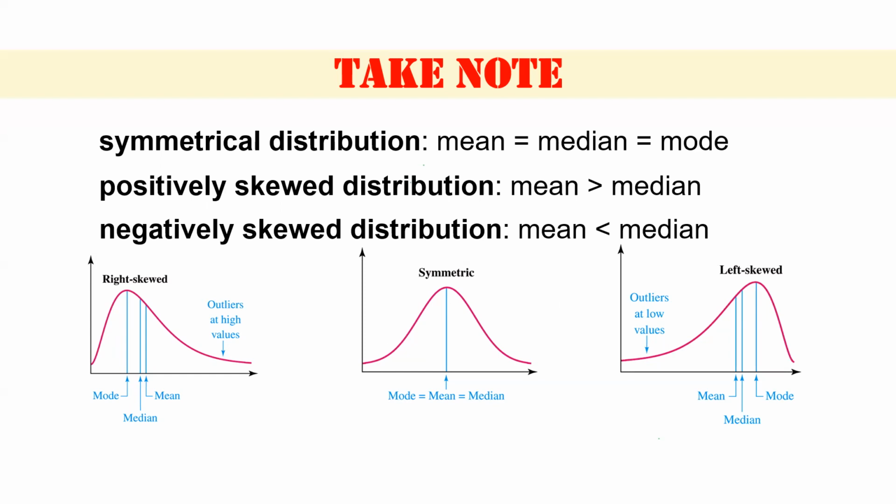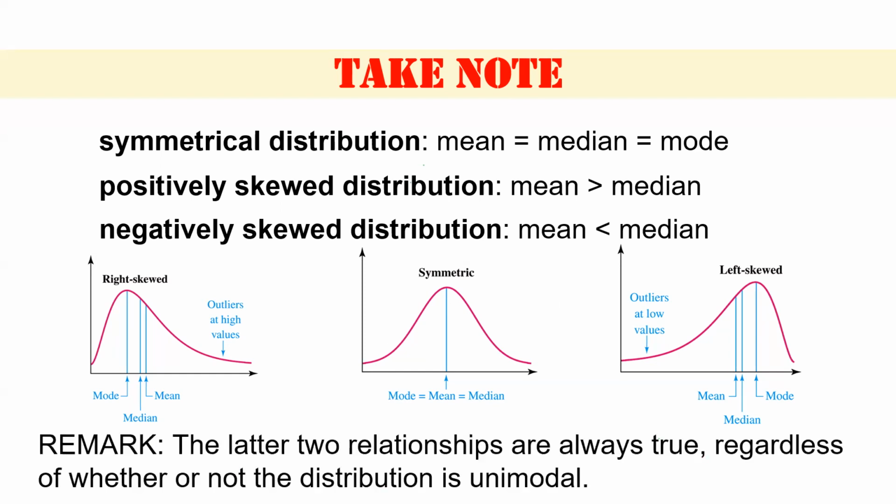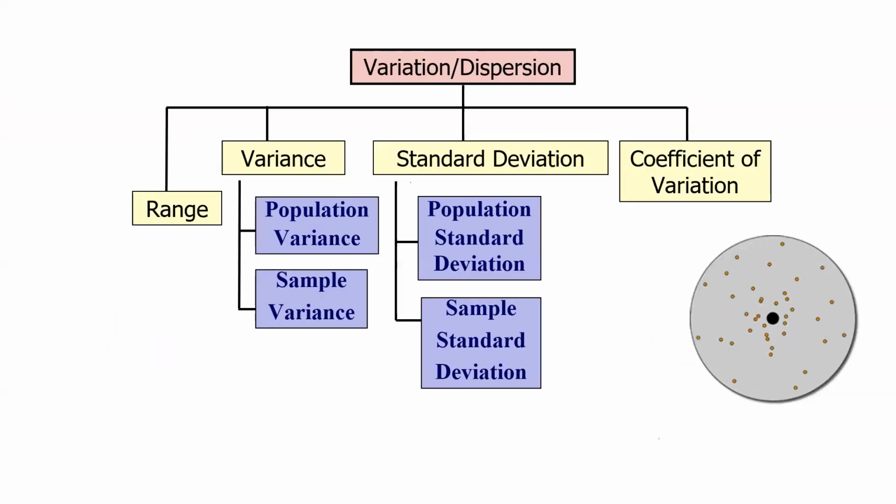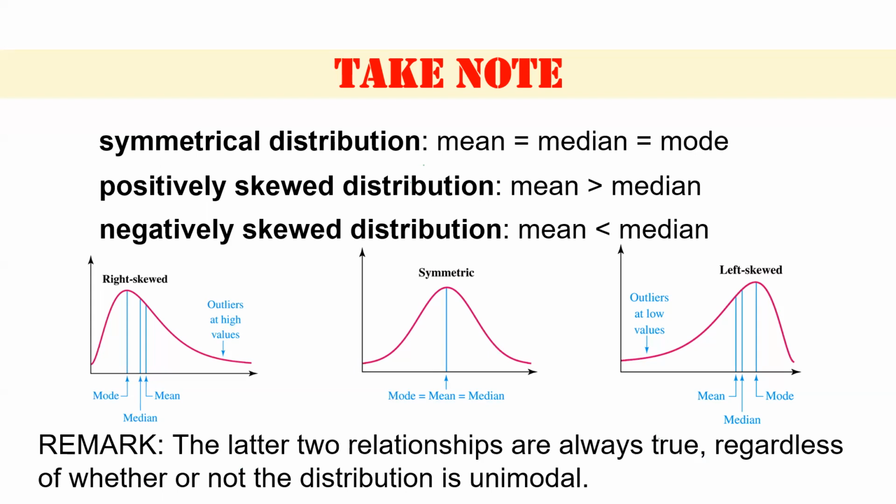Okay? I hope it's clear with you. Remark, the latter two relationships are always true regardless of whether or not the distribution is unimodal. Okay. All right. I hope it's clear. Questions about measures of central tendency. Questions? No question?